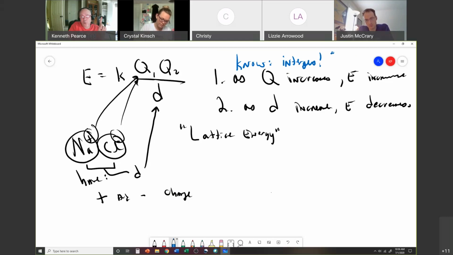Why is that important? What's an integer? An integer is like 1, 2, 3, 4, -1, -2, -3, -4. Those are integers, okay, right? That's what it means to be an integer, something I can count on my fingers with. Those charges have to be integers.